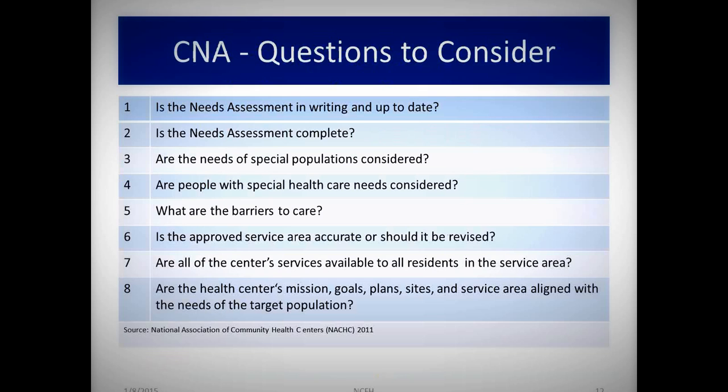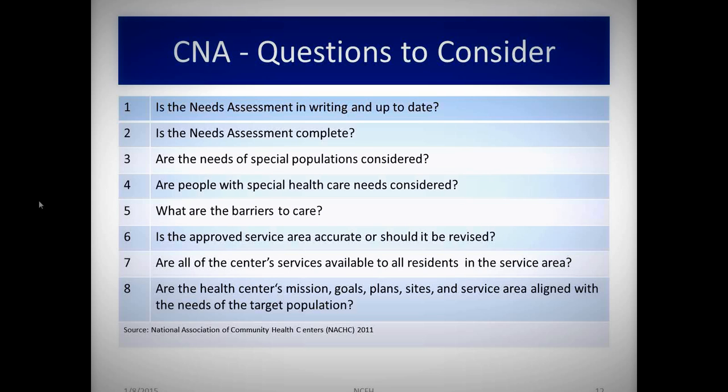When the reviewers are looking at those documents, they will be checking if there is a written needs assessment and if the assessment is up to date. If the assessment is complete, meaning it includes all the populations you are serving, and if there are any barriers to care identified. It will also be checking if the service area is accurate, as you have it in your grant application, and if the health center's services are available to all the populations, as well as if the health center mission, goals, plans, sites, and services are aligned with the needs of the population you are serving.